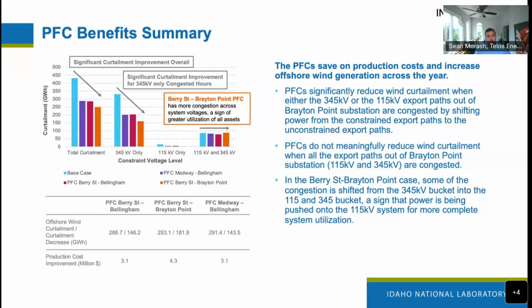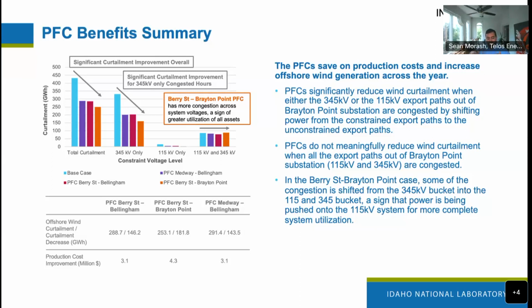Just like how dynamic line rating improved our system curtailment, overall, we see that PFCs placed at each of the 3 different locations would help. Importantly, they help on the 345 kV system. That's where most of our constraint was. But also the orange PFC, the one that goes from Berry Street to Brayton Point in this example, you can see that, somehow there's more curtailment across the system with that PFC.